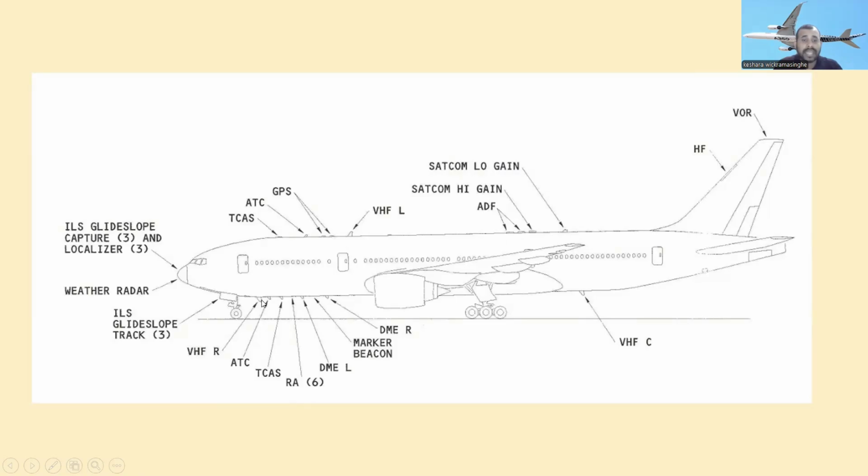And here TCAS, ATC on the right side, VHF right side. The ILS glide slope tracks inside, where the radar is in front. And the ILS glide slope capture and the localizer are also inside the nose cone.